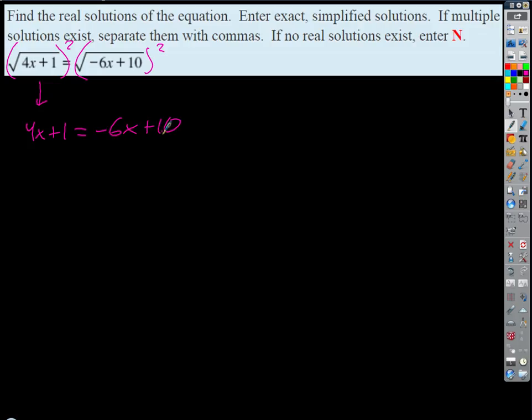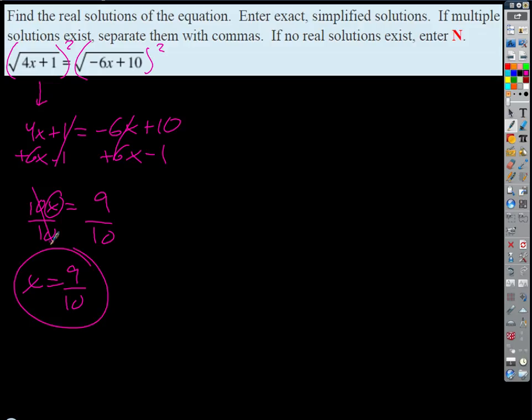So I get 4x plus 1 equals negative 6x plus 10. Solve it. So add 6x to both sides. Subtract 1 from both sides, and I get 10x equals 9. Right? And then what? Last step? Divide both sides by 10. And so I get x equals 9/10.